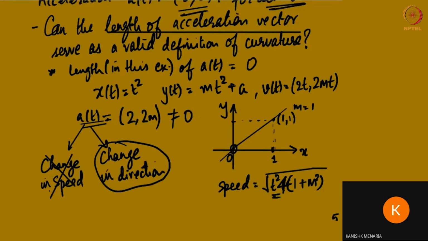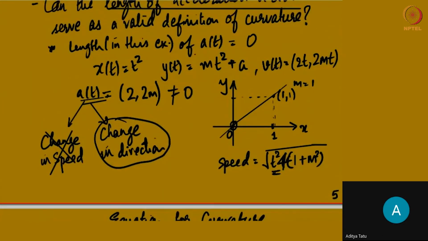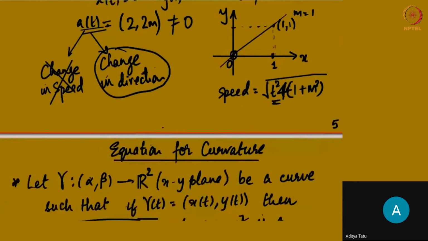So can we figure out a way so that when we compute the length of the acceleration vector, the acceleration is not due to change in speed? Once we take care of that, then whatever the acceleration is will be only due to change in direction. Right? That's the idea.